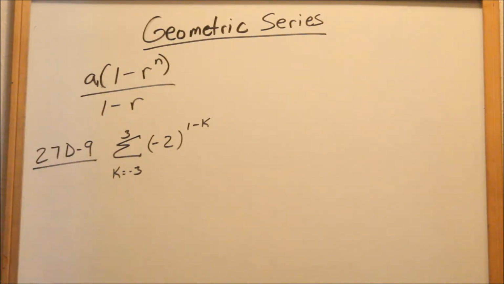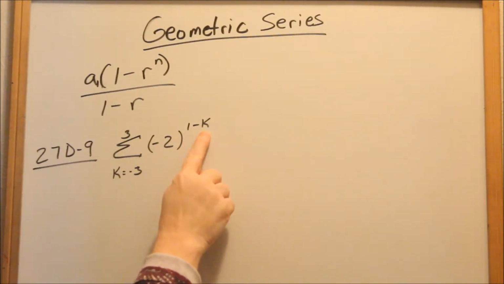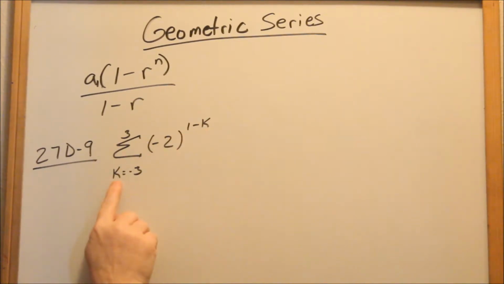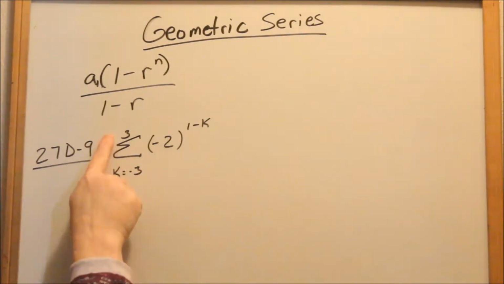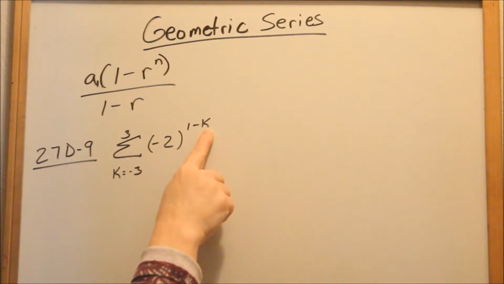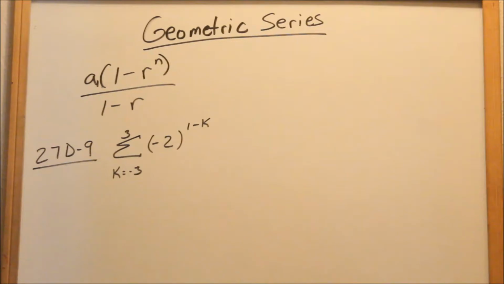So let's look at 27D9. Also, here is a way to tell the difference between a geometric series and an arithmetic series. In a geometric series, your variable is in the exponent. That is one good tip to know it's a geometric series. Your variable, k, is going to go from -3 to +3. That is in the exponent. If your variable is in the exponent, it is a geometric series, not an arithmetic series.